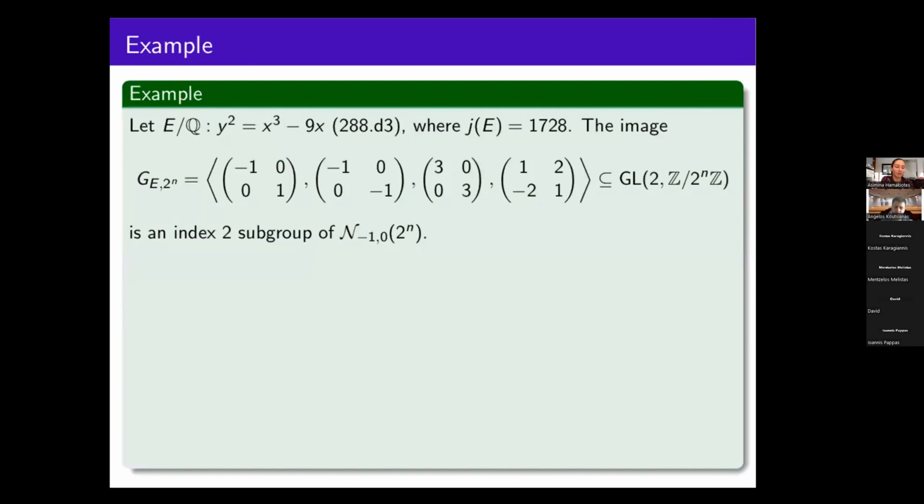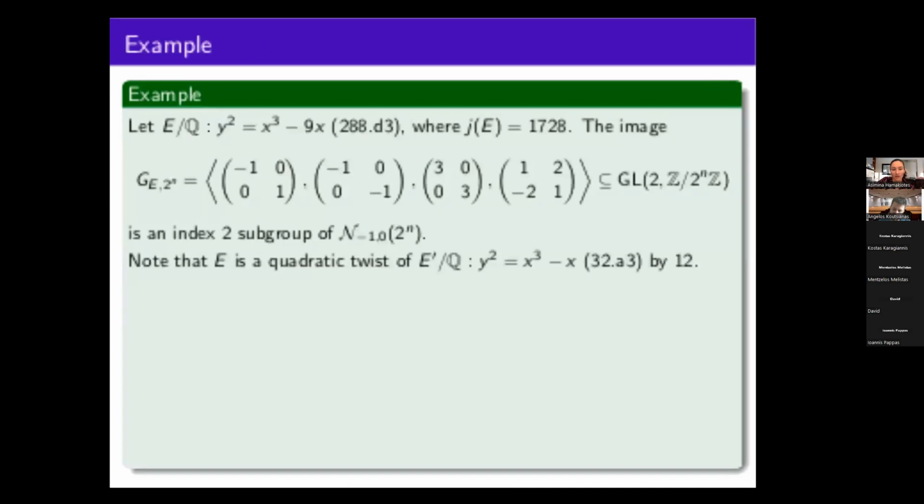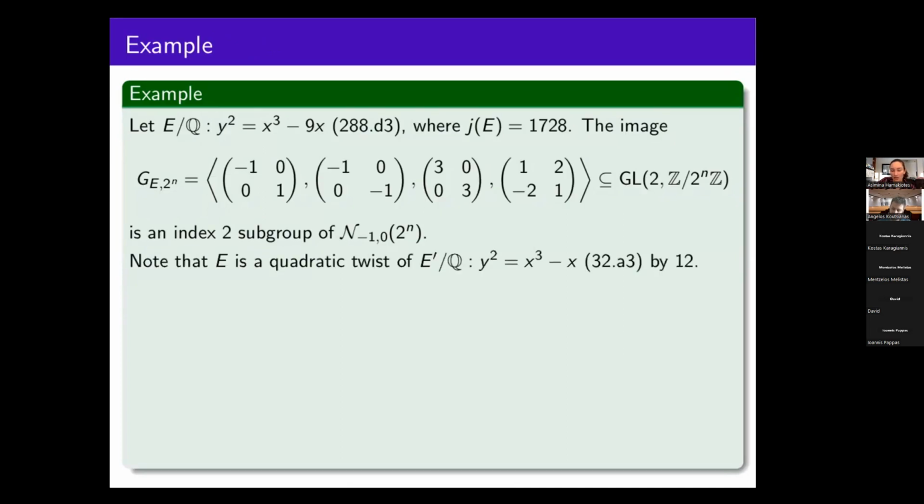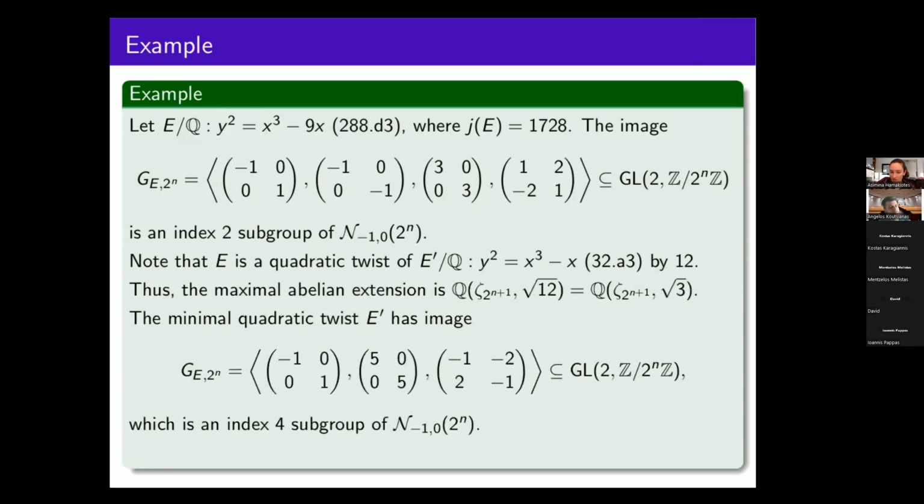So here's another example. If we look at the curve y^2 = x^3 - 9x with j = 1728, we have that this matrix group is the image, and this is an index 2 subgroup of the normalizer. But here E is a quadratic twist of the curve E', which is y^2 = x^3 - x, a quadratic twist by 12. So the maximal abelian extension will have a square root of 12. Now if we look at the minimal quadratic twist, it's an index 4 subgroup of the normalizer, and the maximal abelian extension is just Q adjoin the roots of unity.